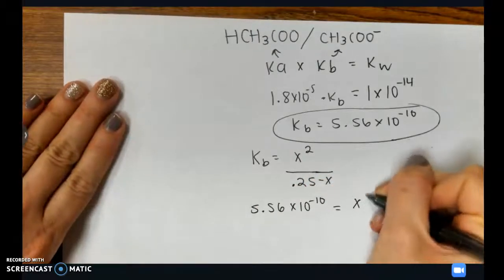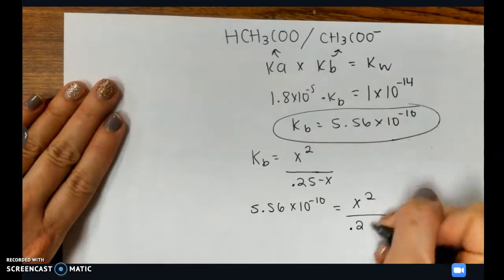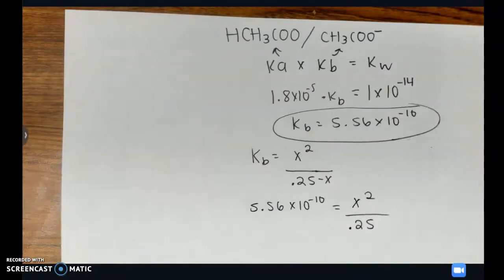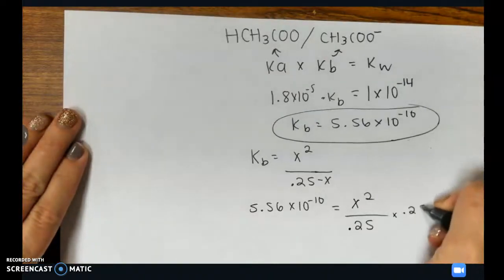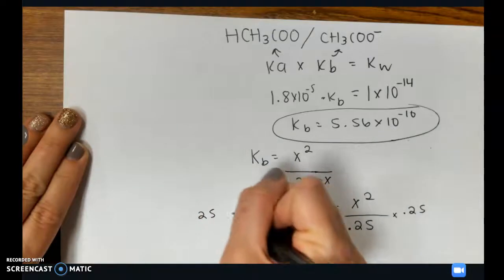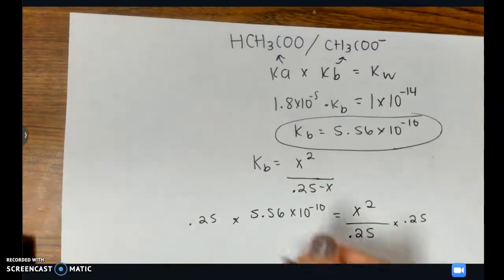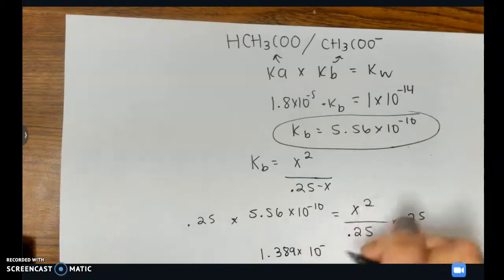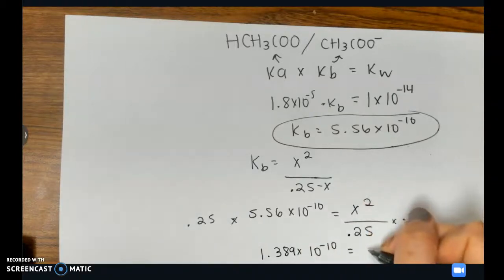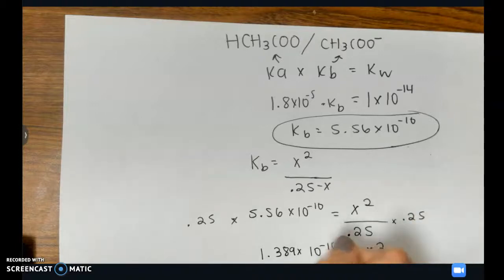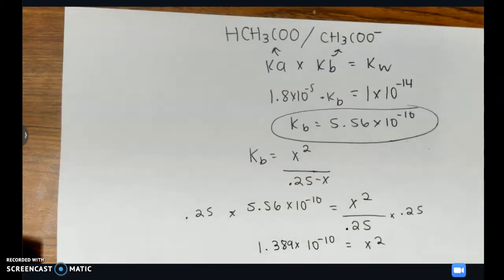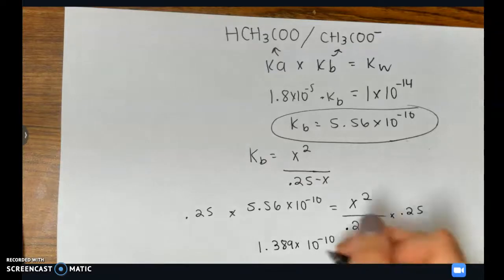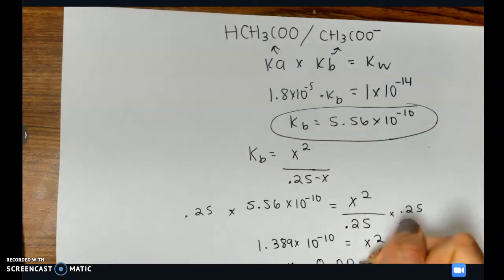So we can use the 5% rule and say it's x squared over 0.25. Get rid of that minus x. And then we solve for x from here. So multiply each side by 0.25. And we get 1.39 times 10 to the negative 10 equals x squared. Square root both sides, and we have what x equals. And it is 0.0000118 molar.